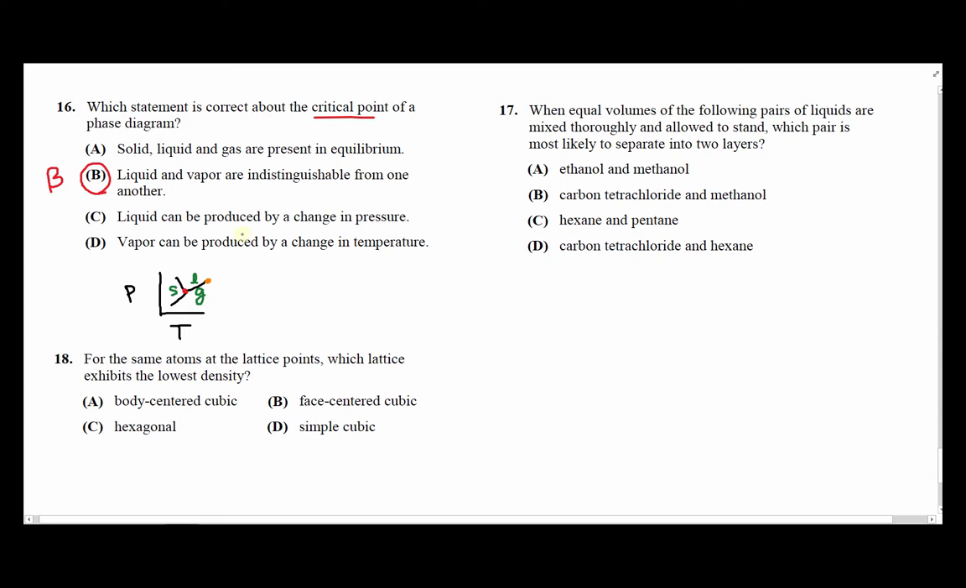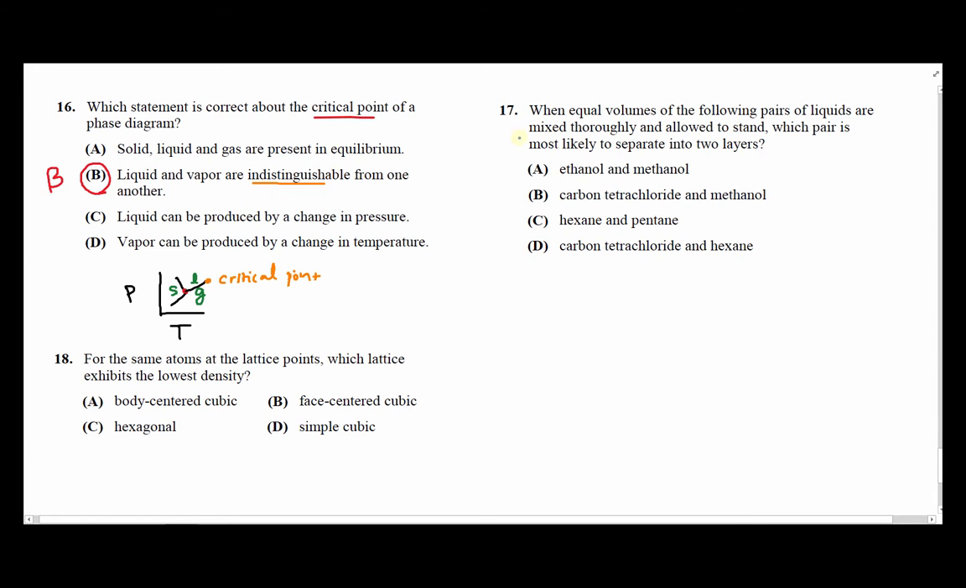The orange dot I just drew is the critical point, and this is the ending point of this line. Okay, the line between the liquid and gas. It won't extend after this point because after that the liquid and gas become indistinguishable. So answer is B. Number 17.